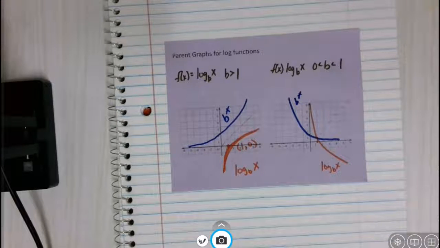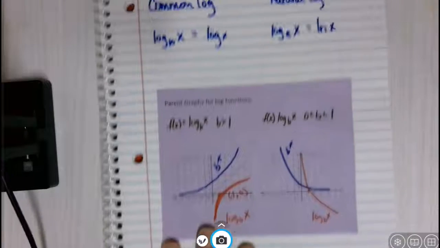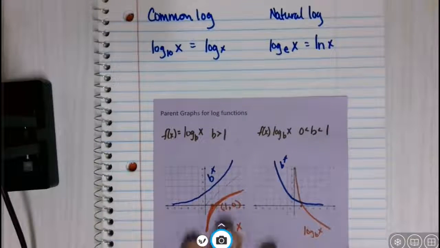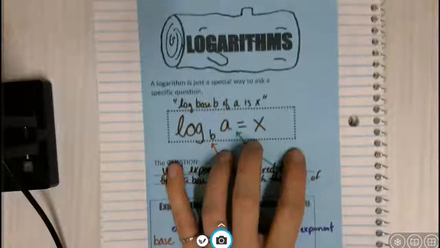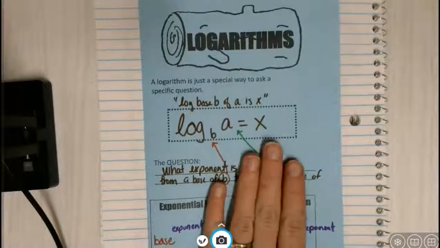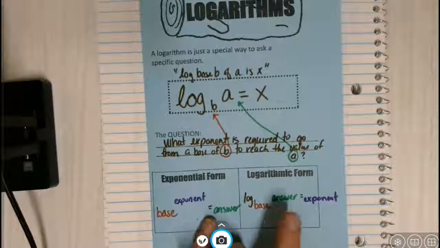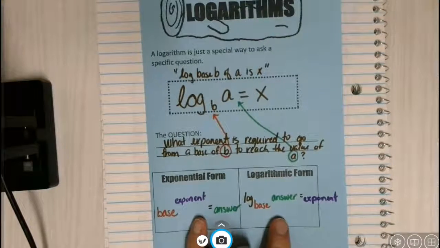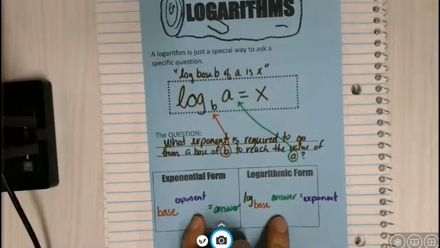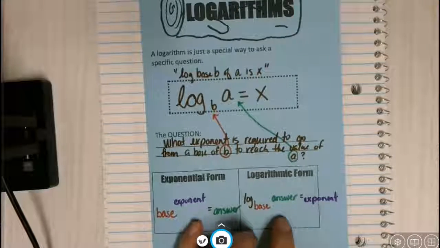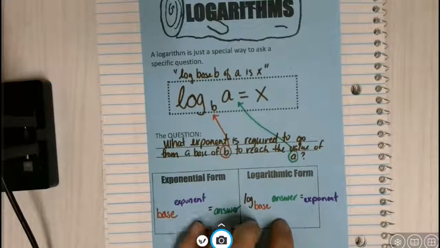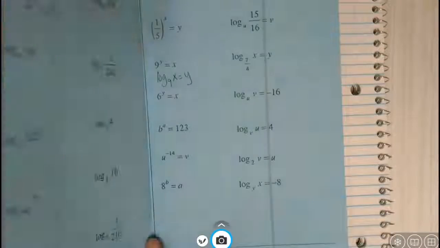Okay, now we've gone through everything. We've looked at our common logs and our natural logs. The biggest thing is being able to convert back and forth. So definitely have this page out with you while you're doing your homework and your practice, because you're going to be going back and forth and back and forth, just so you can get that practice. When we start solving these equations, this is how we're going to be doing it. So make sure that you go through and actually fill these out.